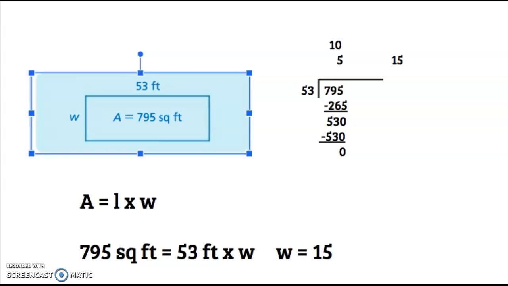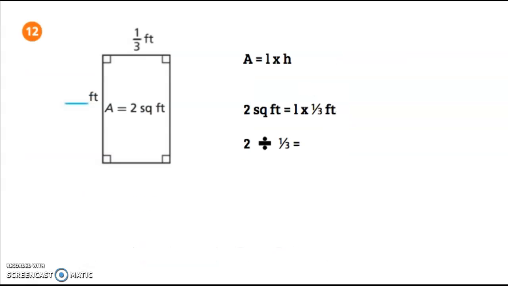So now I know that all the numbers I need at the top of my division problem are 5 and 10. When I add those two together, I get 15. So now down here, I know that my width is equal to 15. Now I can check that by doing 15 times 53, and if I get 795 square feet, I know that I did it right.